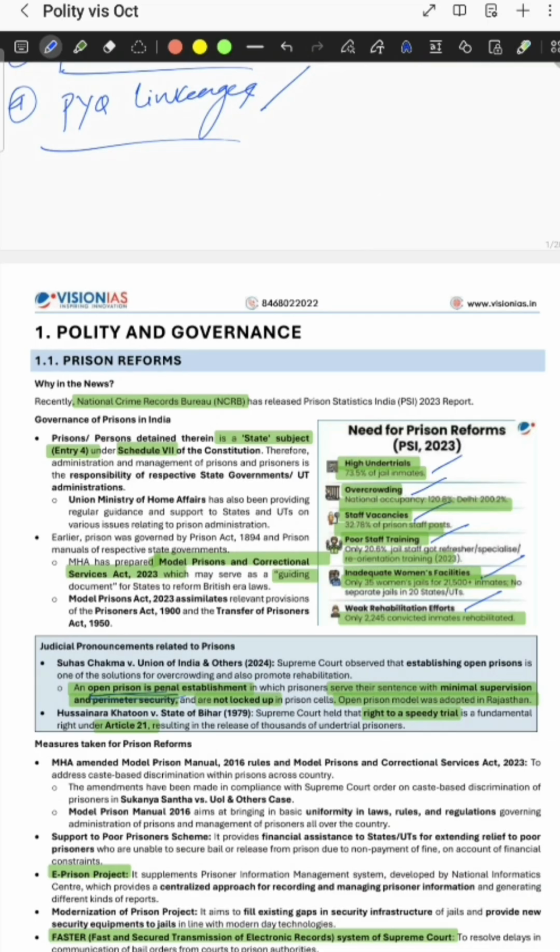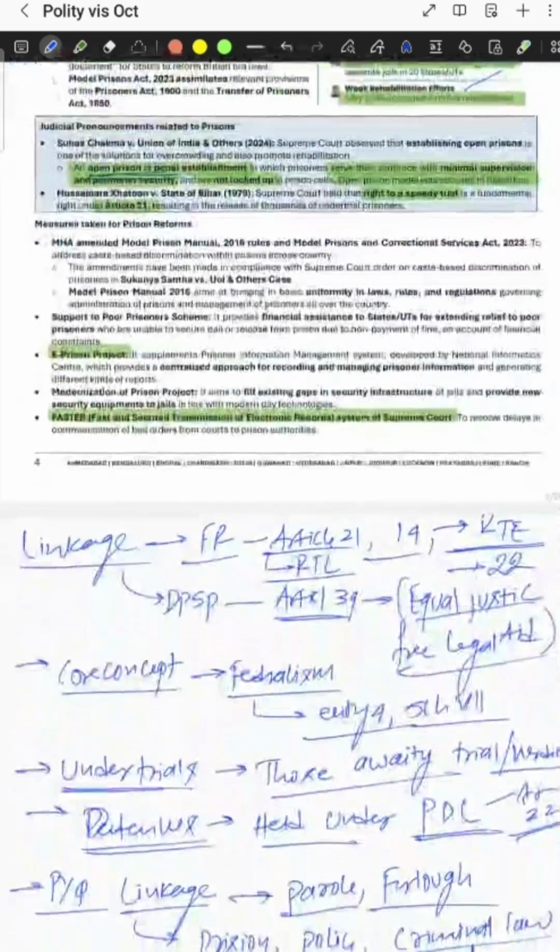Open prison means you are keeping the inmates not in lockup, not in regular lockups. It's kind of open, where there is minimal supervision and perimeter security. They are not locked, and it is followed in Rajasthan. Okay, I think that's it about this topic.